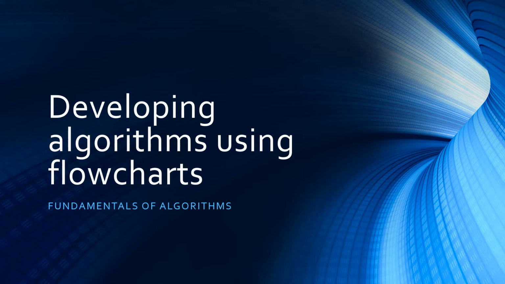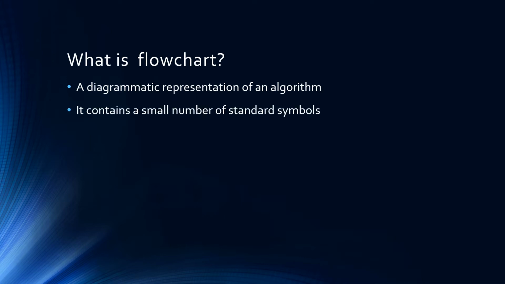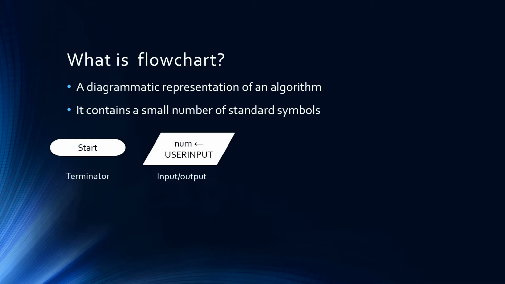Today's topic is developing algorithms using flowcharts. A flowchart is a diagrammatic representation of an algorithm. They contain only a small number of standard symbols. Those are terminators, input-output boxes, decision boxes, and process boxes.